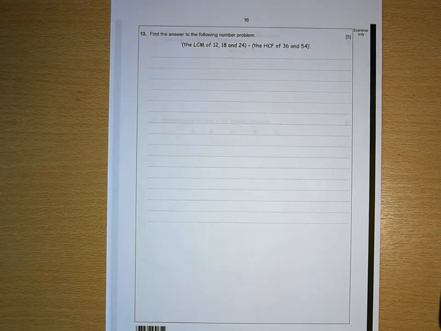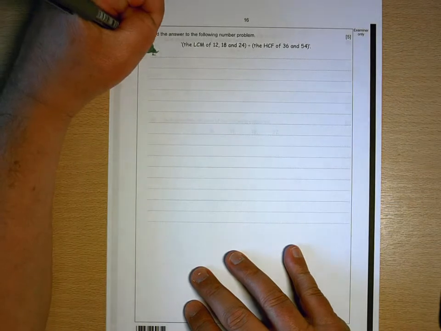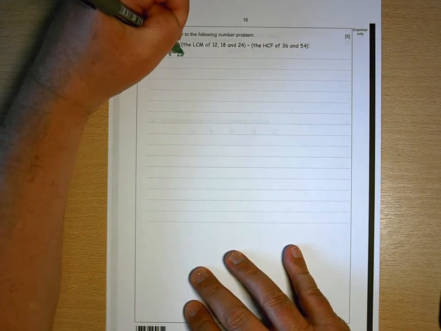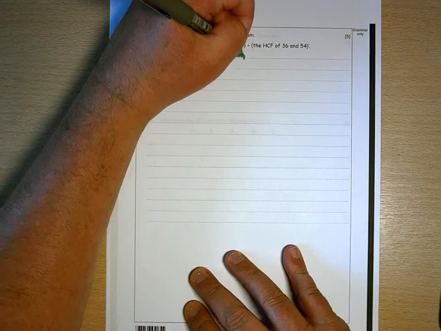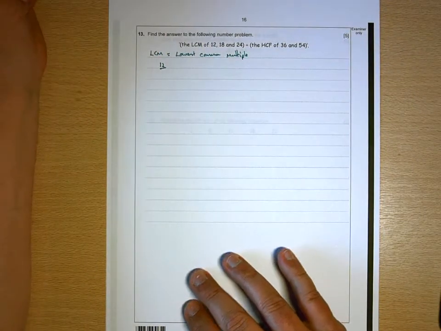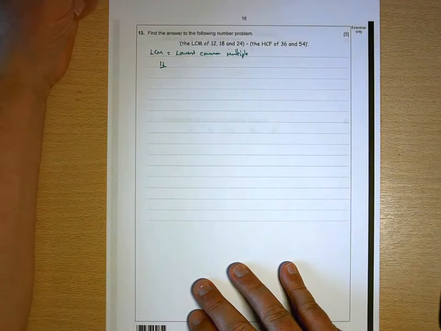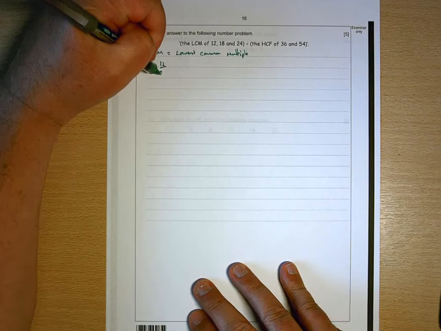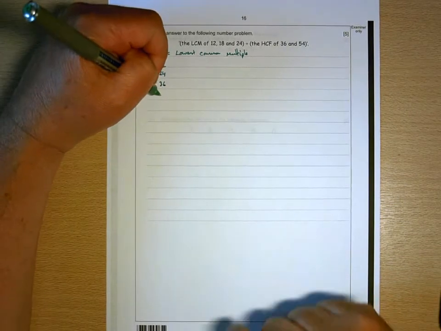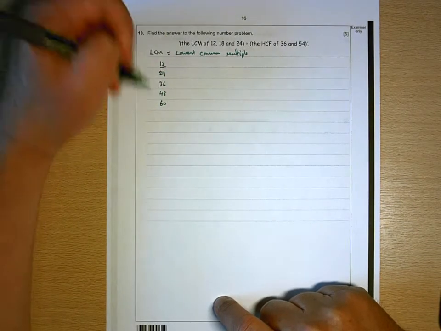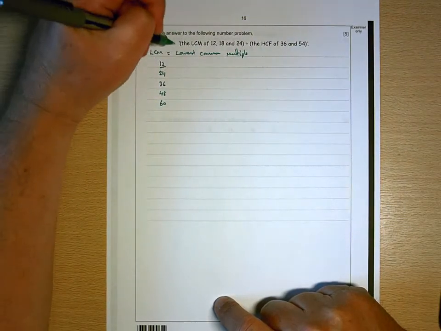Question 13. Find the answer to the following number problem. The LCM of 12, 18 and 24 divided by the HCF of 36 and 54. Okay, you need to know that LCM means lowest common multiple. And by multiple, I mean basically the times table is generated. So 12 multiple, first multiple is 12, 1 times 12 is 12, 2 12s are 24, 3 12s are 36, 4 12s are 48, 5 12s are 60, and so on. And we'll keep this list going.